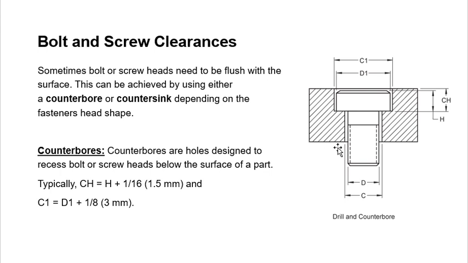So this is how we calculate CH and C1, which is the whole length and the height. This is the whole height, whole length, whole height. Use the height of the bolt plus 1/16. The whole width, from here to here, use the width of the bolt, plus 1/8. Okay, then you will get that.